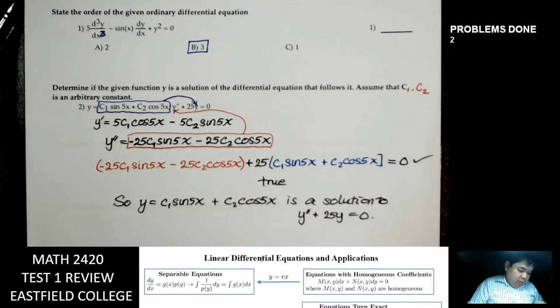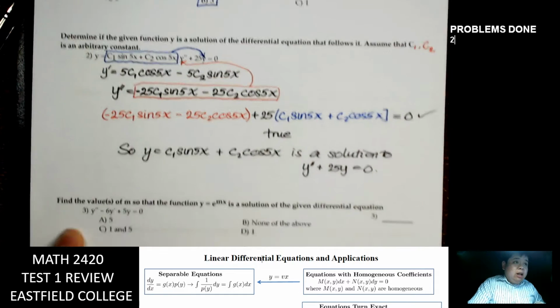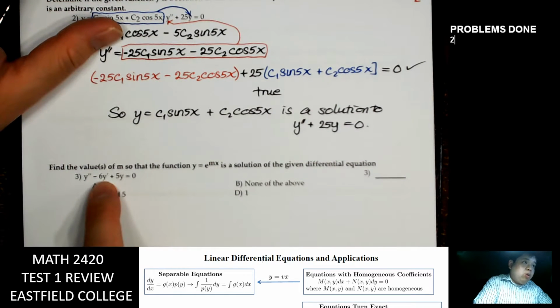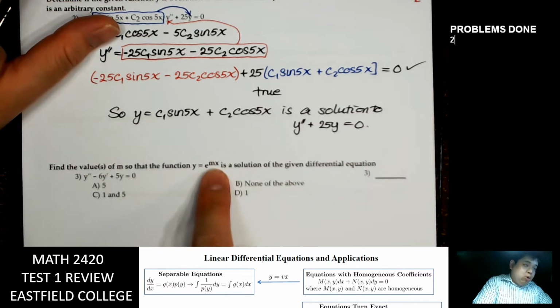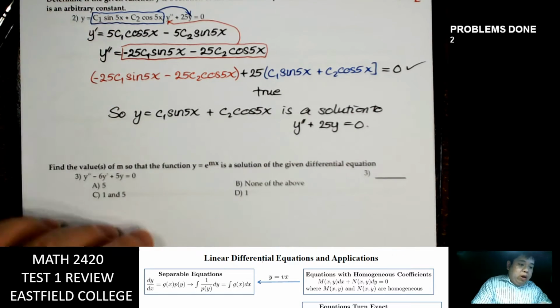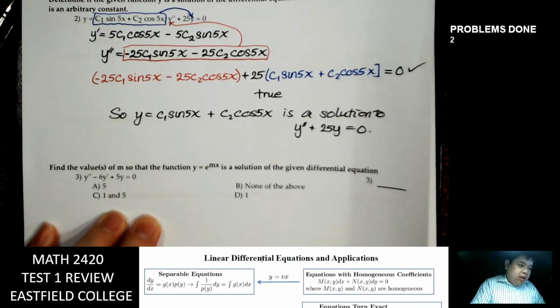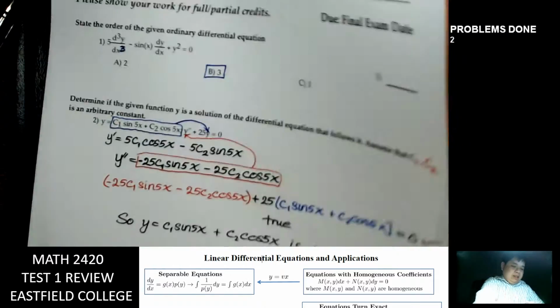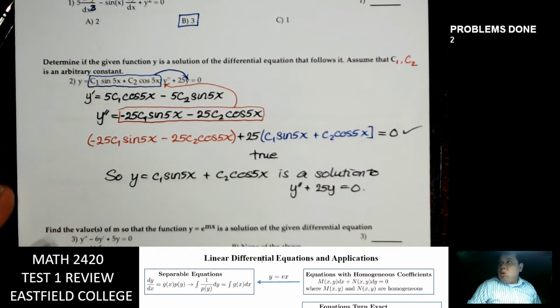On number 3, we will substitute the function, first derivative, second derivative, and then we should be able to solve for m. We did one of these in class, I think. So we'll skip this one. Next, we're going to do number 4.